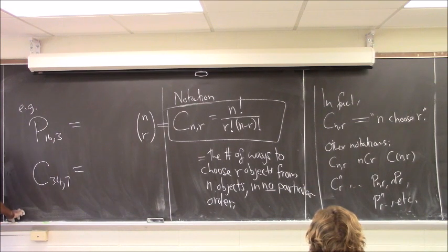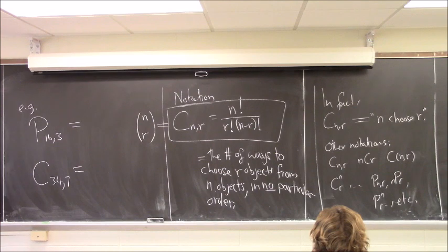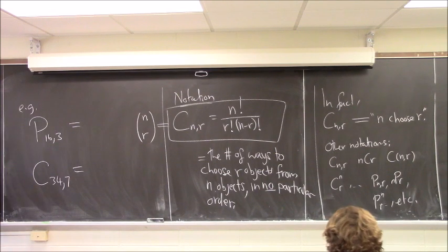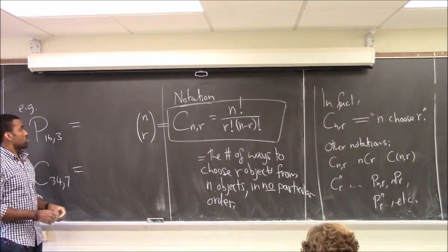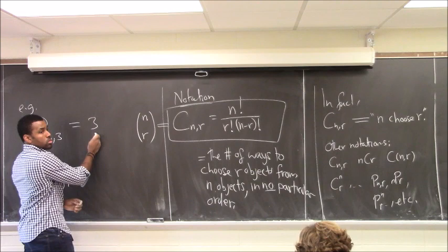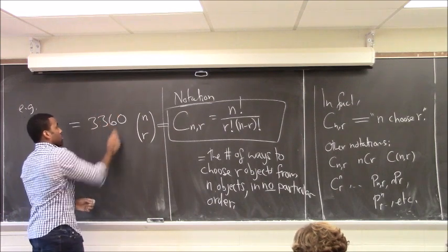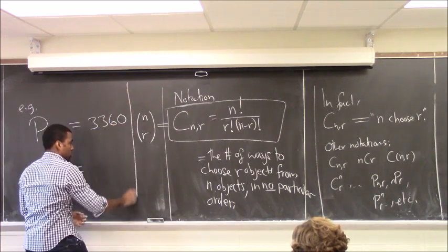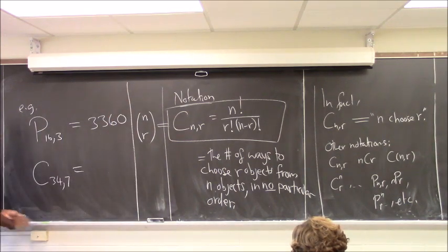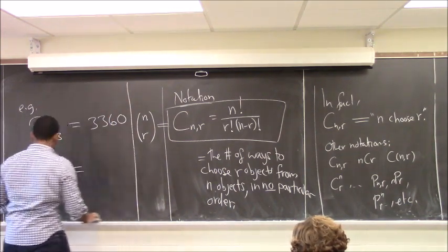Okay, did everyone find it? What did you get for the P? £3,000. 3,000? Does everyone agree? Yeah, that's what I got too. Okay. What did you get for the 34 choose 7s?